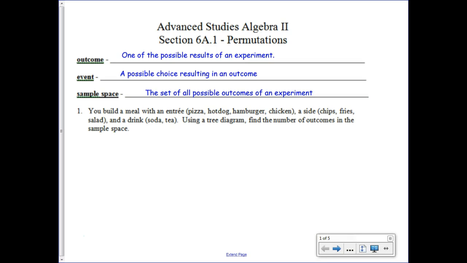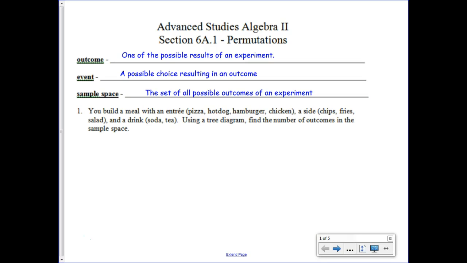So for our first example, it says you build a meal with an entree, and that entree could be a pizza, hot dog, hamburger, or chicken. A side: chips, fries, or salad, and a drink. And you can choose soda or tea. Using a tree diagram, find the number of outcomes in the sample space.